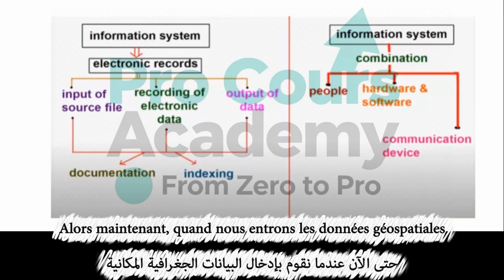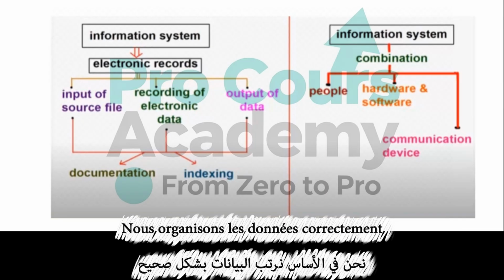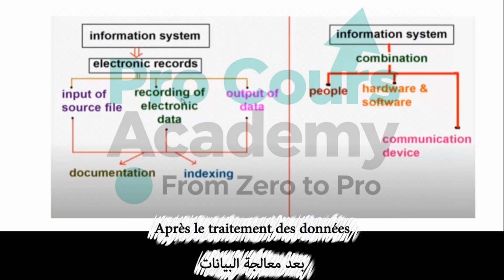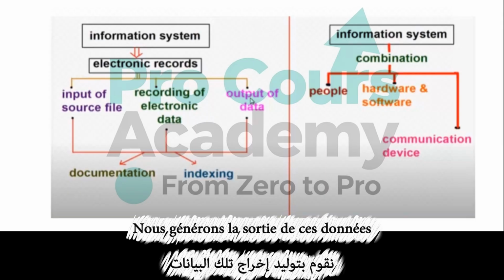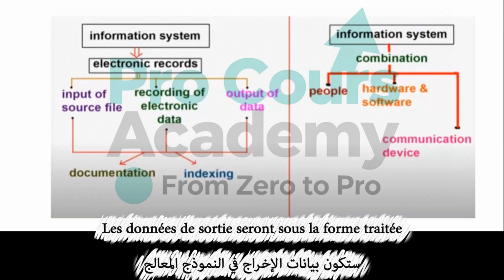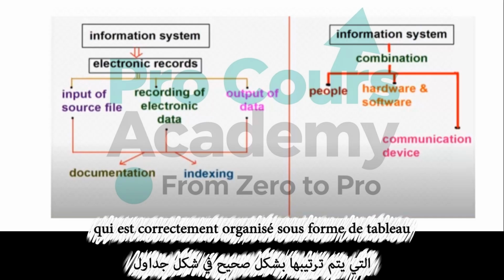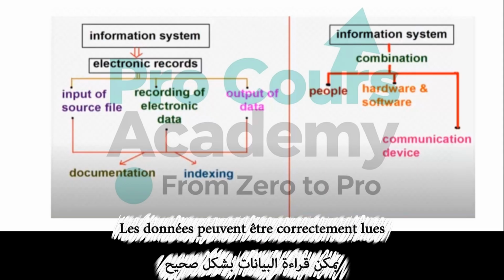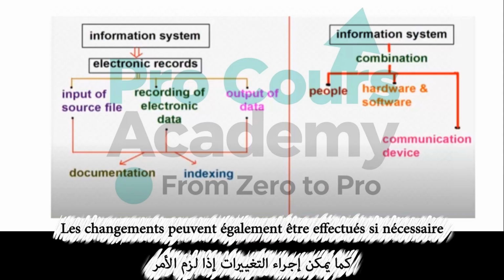So now when we input geospatial data, they basically arrange the data properly. After processing the data, they generate the output of the data. The output data would be in the processed form, that is arranged properly in tabular form. If the user wants to read the data, it can be properly read. Also, changes can be made if required.